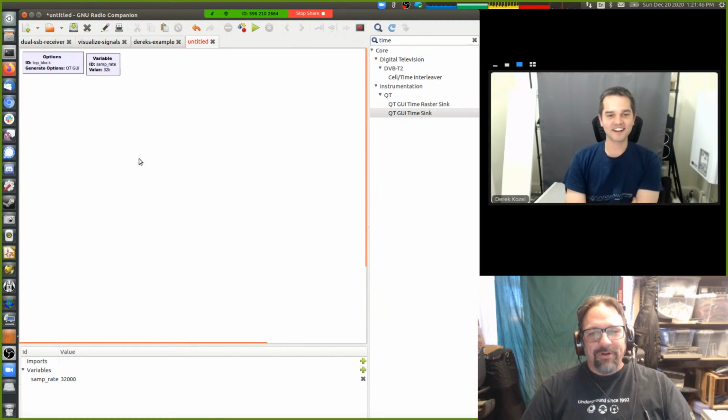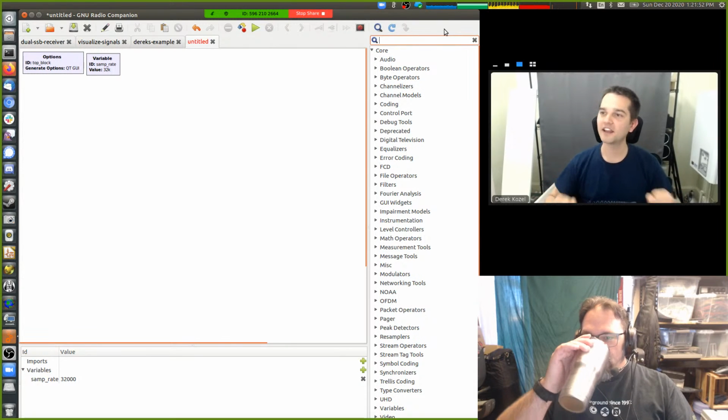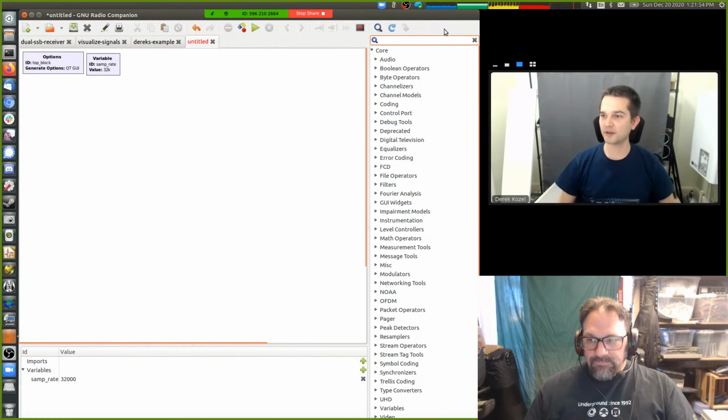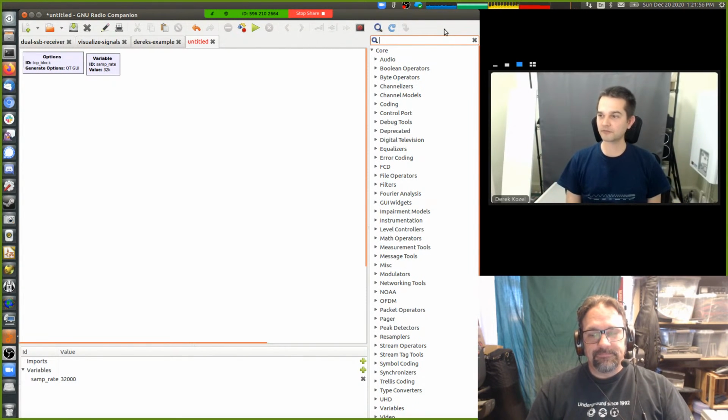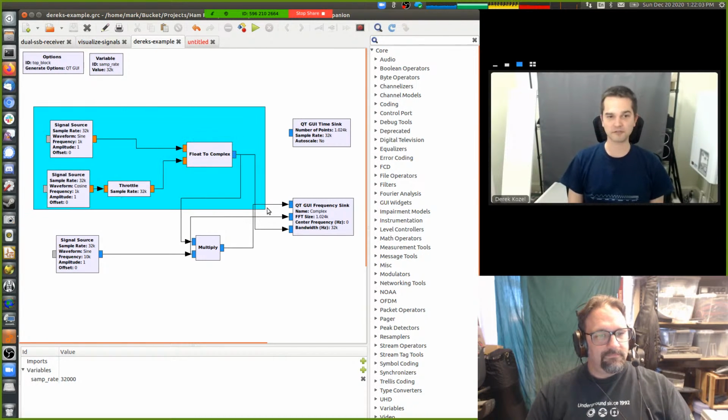All right, so what do I draw? Okay, so let me jam mine onto the other screen so I can see yours. Okay, so I want you to throw down two. Actually, you can probably copy and paste this from the previous example. Copy the 2 signal sources, the throttle, and the float to complex.